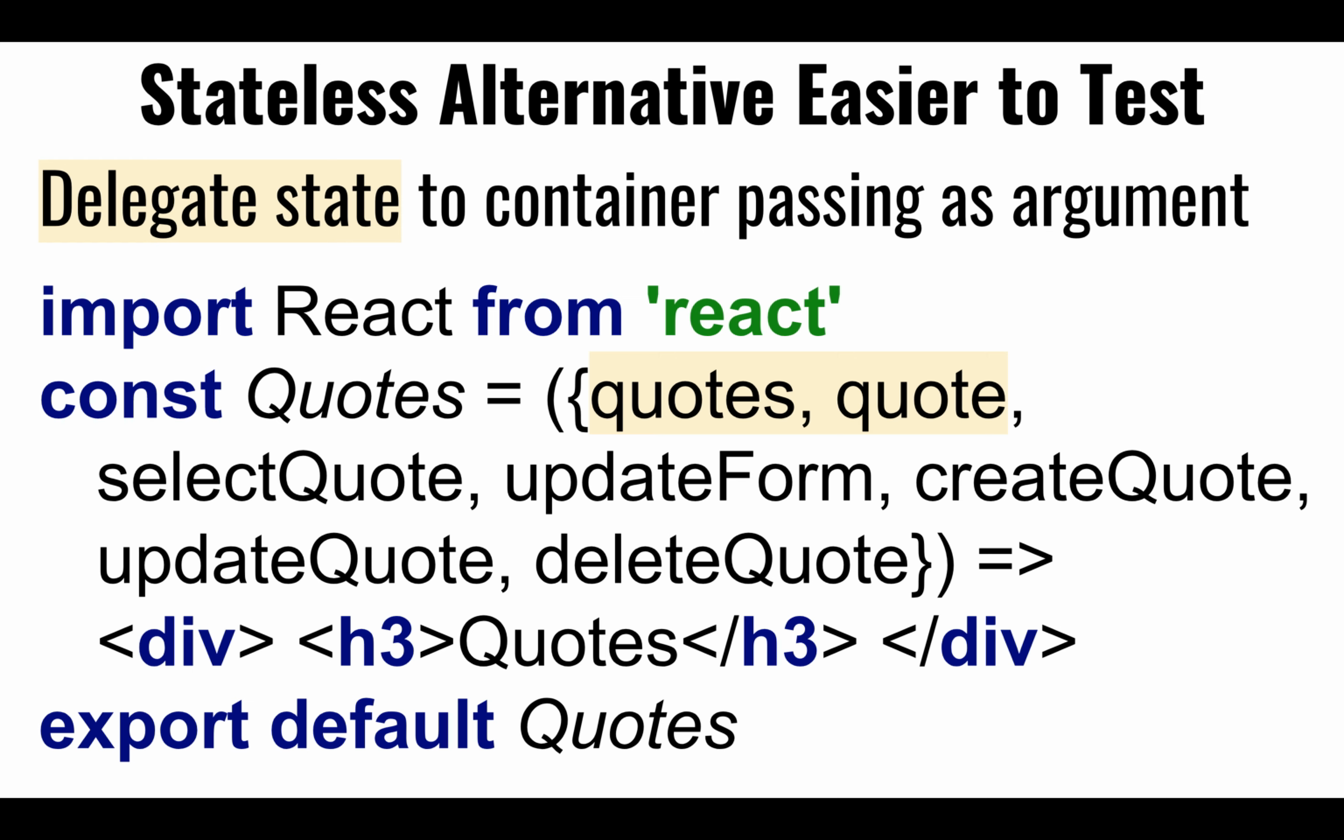It's just going to be a function, literally just a function. Here's the declaration of the function. The function is called quotes. It takes as arguments, here's a list of parameters, and here's the body of the function. And the function just returns HTML. That's all it does.